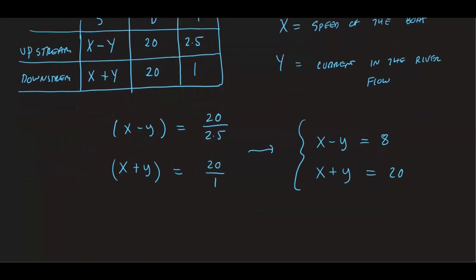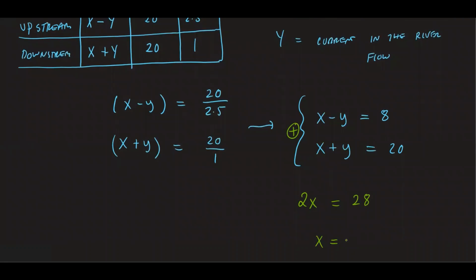So let's go ahead and use the elimination method. We can eliminate y by simply adding the two equations. So let's add them up. We have 2x is equal to 28, 20 plus 8. And then I can divide both sides by 2. So that will give me x is equal to 14. So that's the speed of the boat. And now let's find the current in the river, which is represented by y.